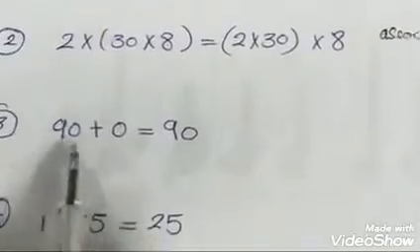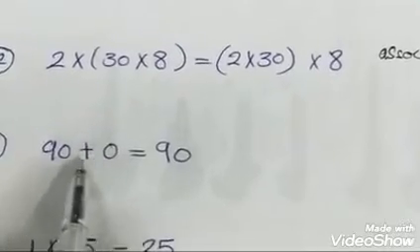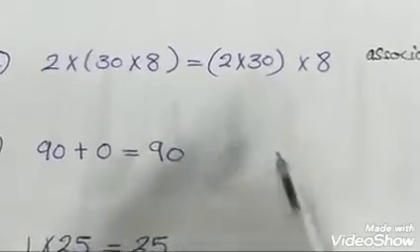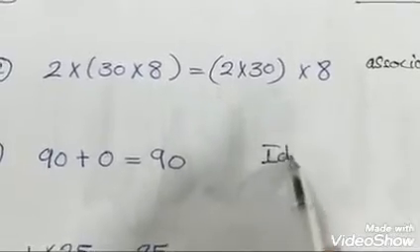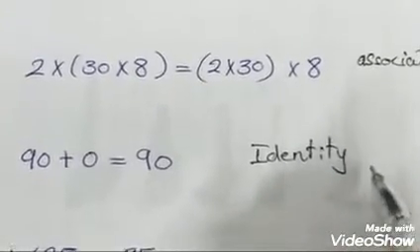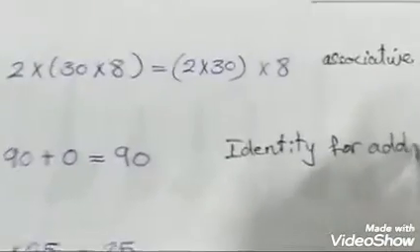Now 90 plus 0 equals 90, so if I add 0 to a number, it will be the same number. So this is the identity property for addition.